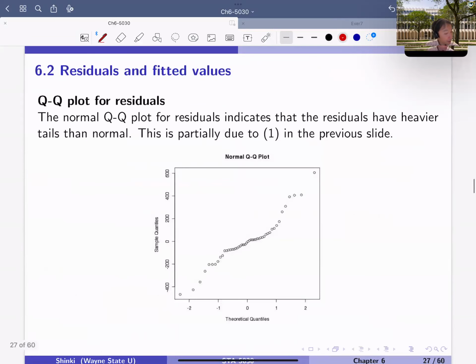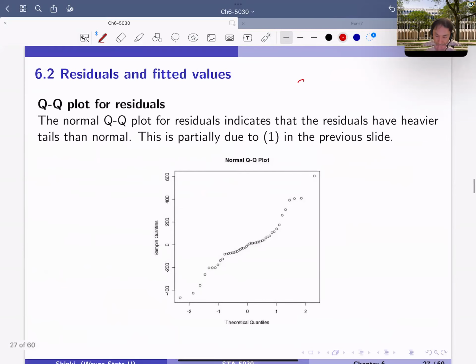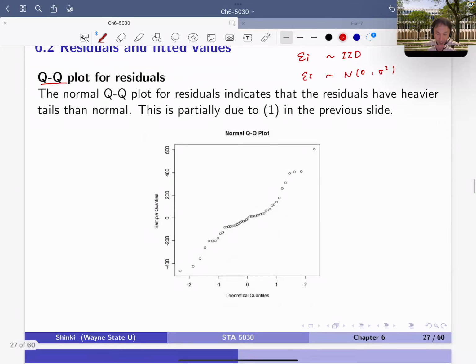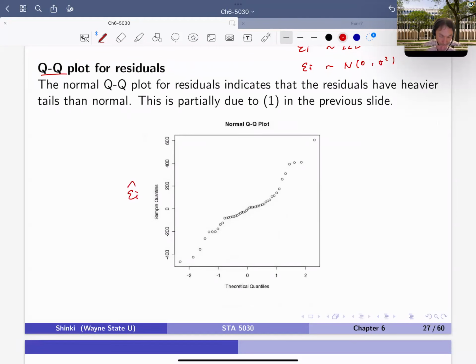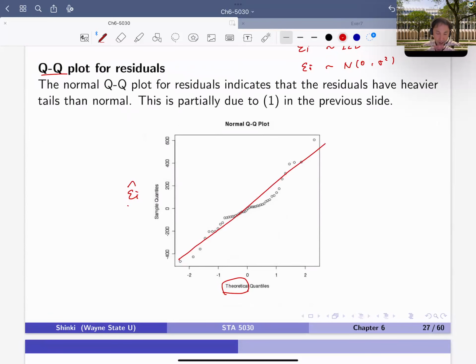And finally, the QQ plot. So now we have checked whether epsilon i, actually errors, are IID. So another assumption is epsilon i is normal 0 sigma square. So how to check this normality of epsilon? Then we can use QQ plot. So basically using residuals, this is theoretical quantile of epsilon i, and this is observed epsilon i hat. Then if this follows almost straight line like this, then this is normal.